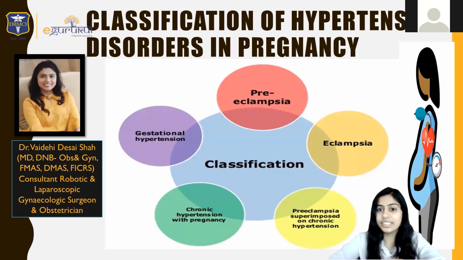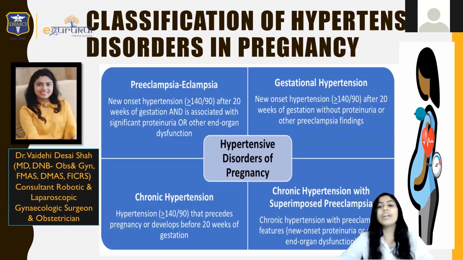So, based on this, the classification of hypertensive disorders in pregnancy is subdivided into 5 main classes. The first class is gestational hypertension. Second is preeclampsia and eclampsia. Then comes preeclampsia superimposed on chronic hypertension, and there is chronic hypertension in pregnancy. A hypertension which was pre-existing before pregnancy is known as chronic hypertension in pregnancy. So what is the definition of them?